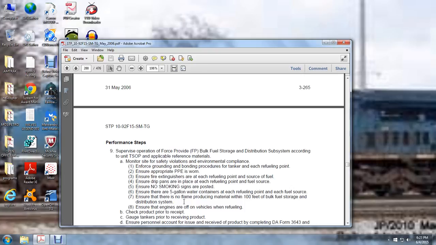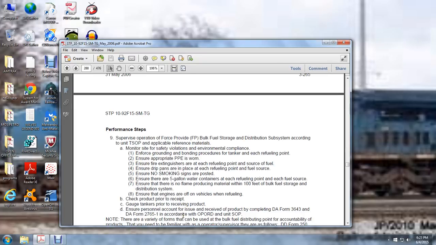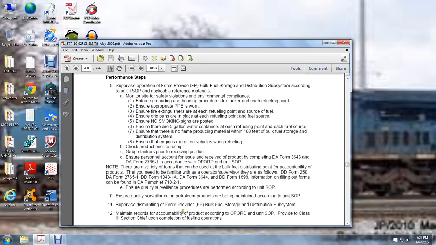Ensure that 5-gallon water containers are at each of the refueling points and fuel sources. Ensure that there is no flame-producing material within 100 feet of the bulk fuel distribution center. Ensure the engines are off on the vehicles when refueling. Check the product prior to receipt and gauge the tankers prior to receiving product. Ensure personnel accounting for the issue and receipt of the product, completing DA Form 3643 and DA Form 2765-1 in accordance with the operation order and unit standard authorization procedure.